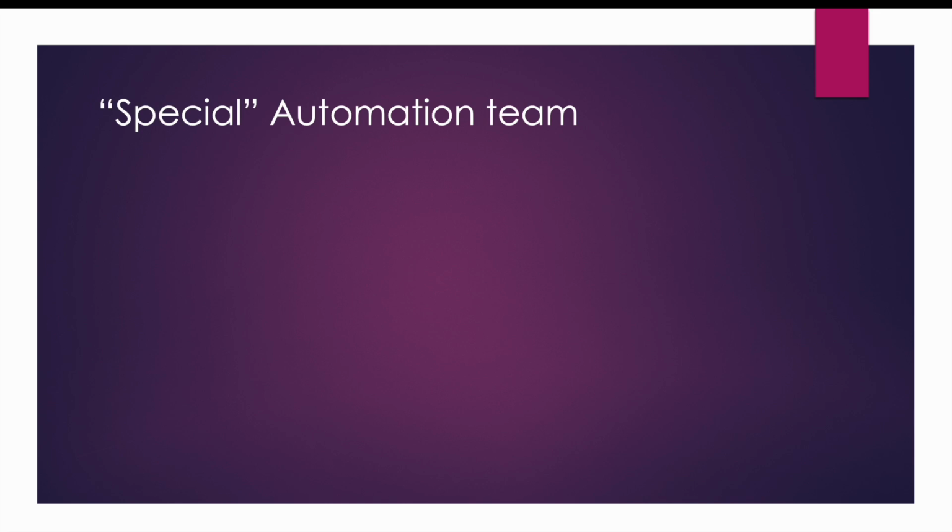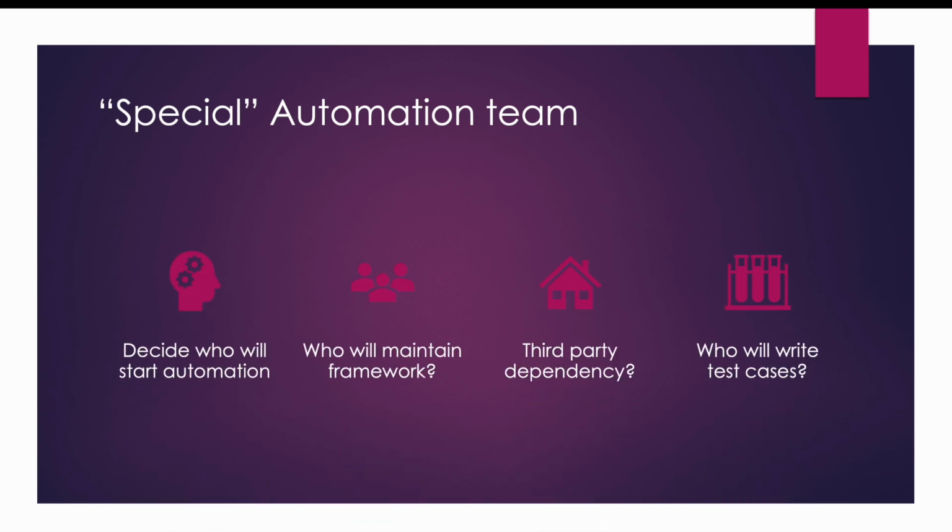And the special automation team, which causes more issues as we already discussed, but this is also one of the things we miss. People decide who will start automation. When we start automation, most companies form a special automation team, and at that time we need to decide who will start automation. It could be a manual QA who is learning, or a new automation QA you hire who doesn't have much idea of the product, how the product is working.